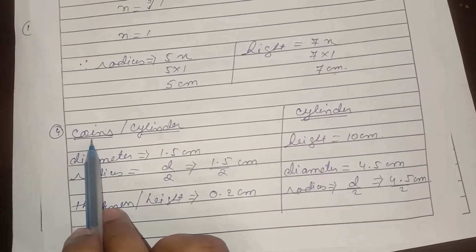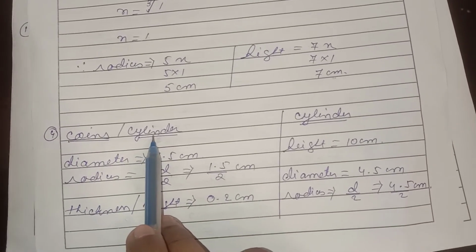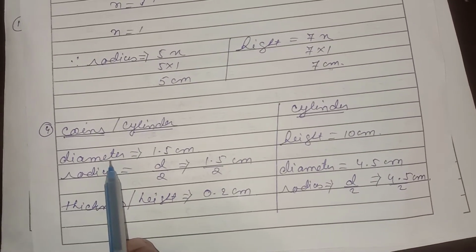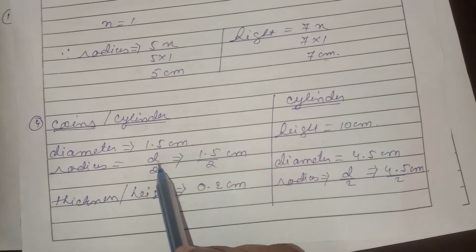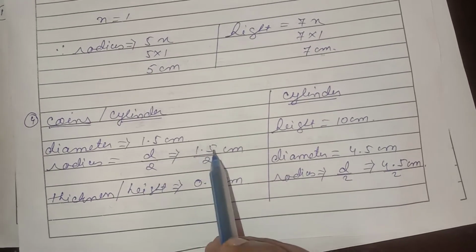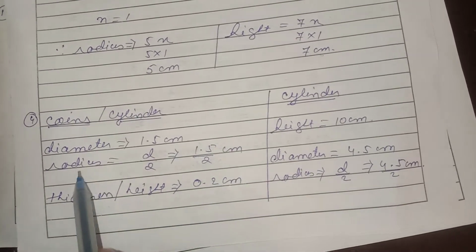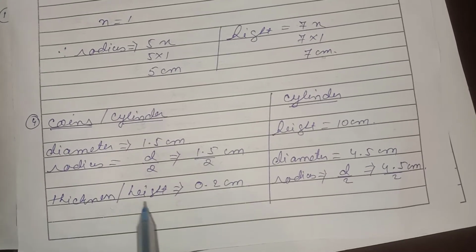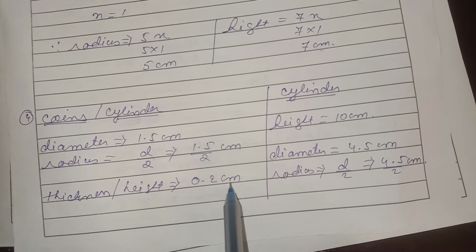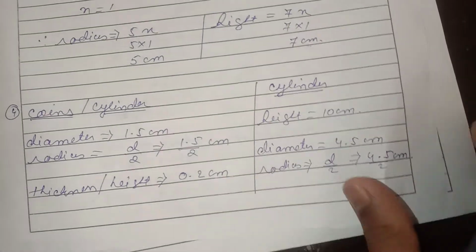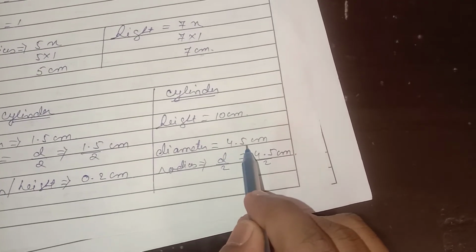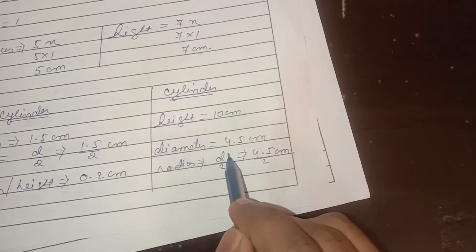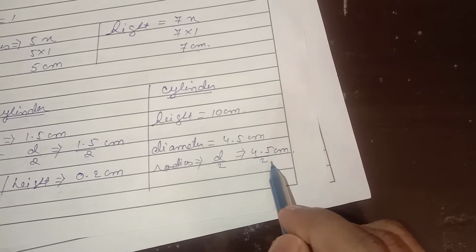Question number 4. We have got a coin, and a coin is always in the form of a cylinder. Diameter is given as 1.5 centimeter. To find out radius, we have to apply this formula, diameter by 2. So if you divide by 2, you will get the radius. Thickness means height, which is 0.2 centimeter. One more we have got, another cylinder. Height as 10 centimeter, diameter as 4.5. As we know, radius equals diameter by 2. We have to divide that number by 2.